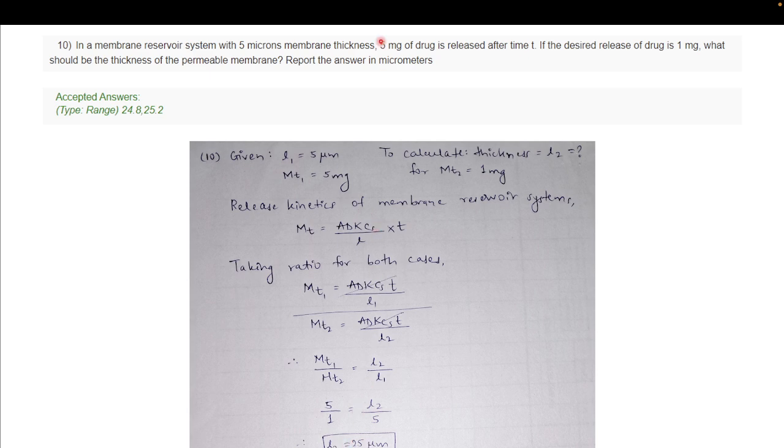Is this clear? So when you had a 5 micron thickness, 5 mg of drug was being released. If you want the drug release to be slow in the same given time, ultimately you have to increase the thickness. This is how you try modifying your device parameters depending on what kind of release rate you're looking for. Is this clear?